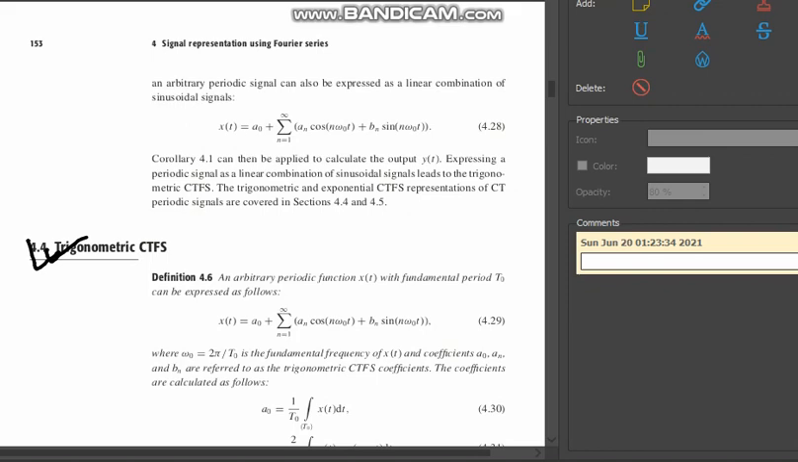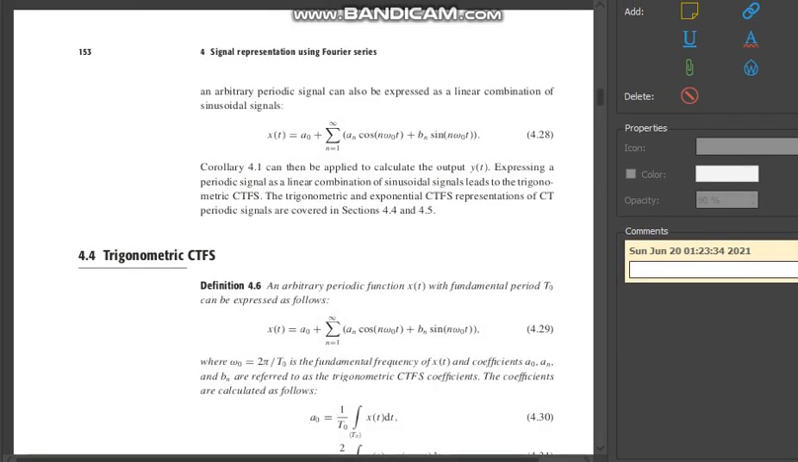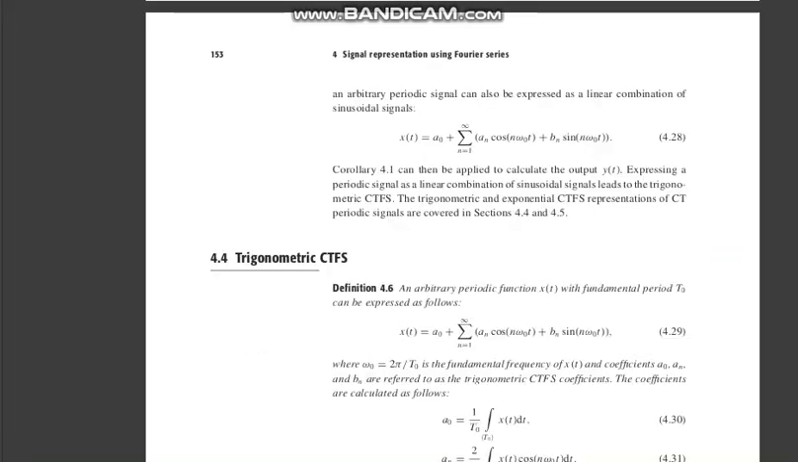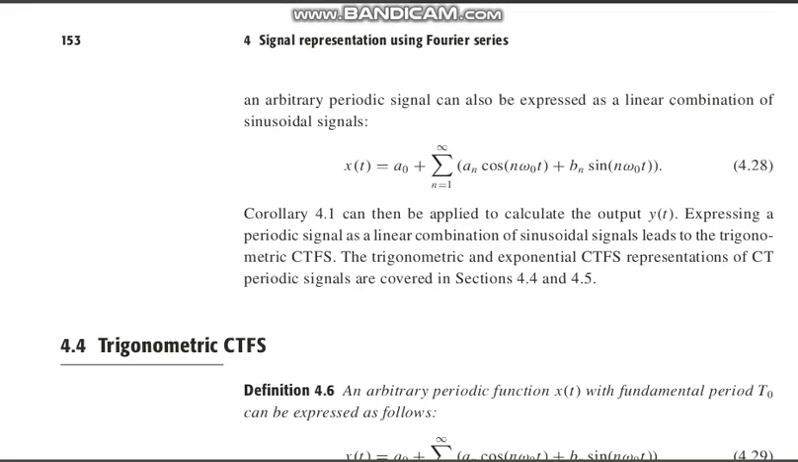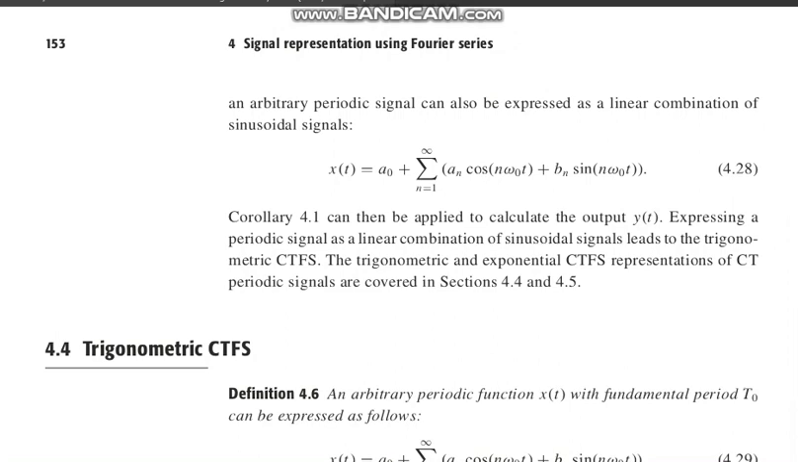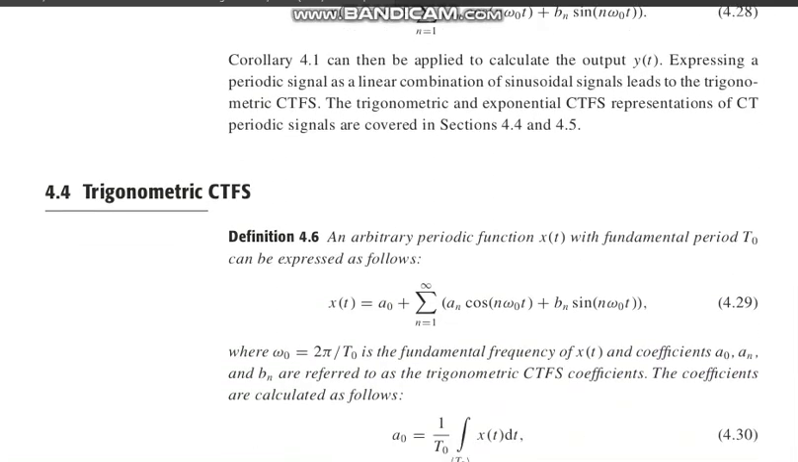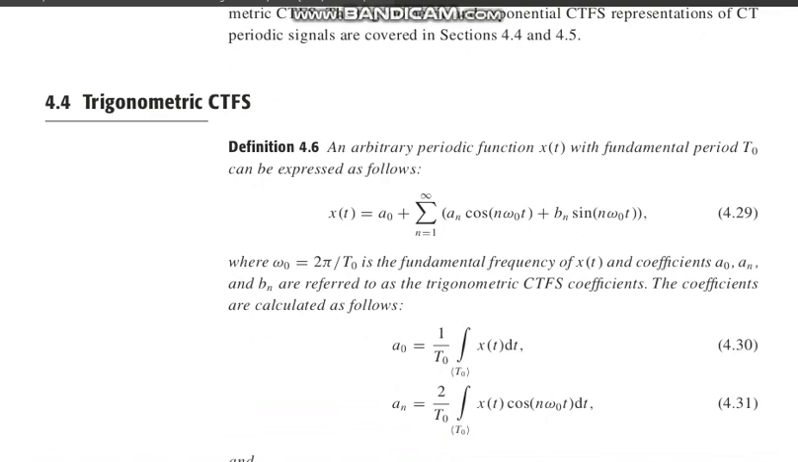As you can see in the part of the study, if I zoom in, you can see clearly the definition of the trigonometric CTFS, or continuous time Fourier series. This definition should be read clearly and remembered clearly. It is definition 4.6, on page number 167 of the PDF. So you will certainly learn this.